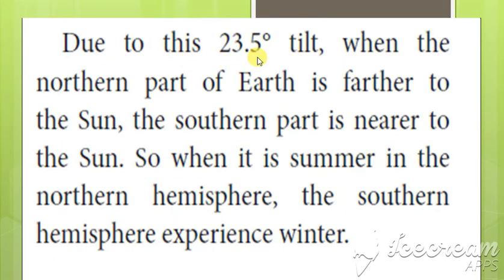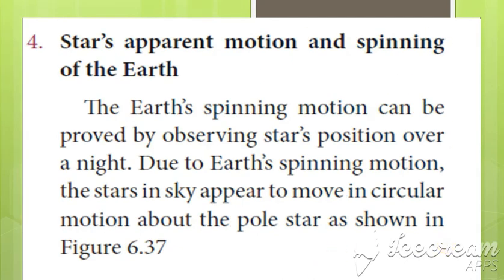Due to this 23.5 degree tilt, when the northern part of the earth is far away from the sun, the southern part is nearer, so it is summer in the southern hemisphere, and the northern hemisphere experiences winter. Then the next one is the stars' apparent motion and the spinning of the earth.